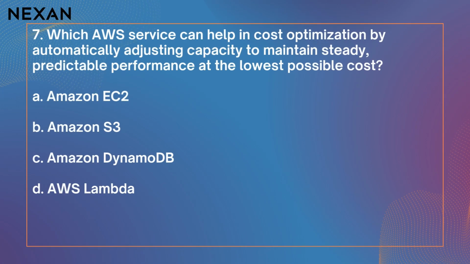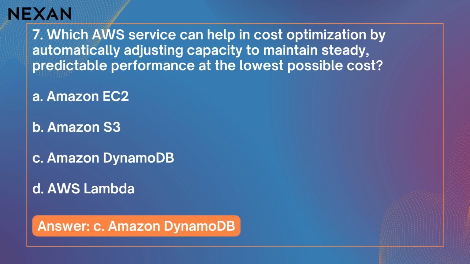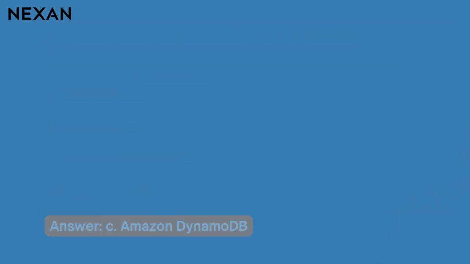7. Which AWS service can help in cost optimization by automatically adjusting capacity to maintain steady, predictable performance at the lowest possible cost? A. Amazon EC2. B. Amazon S3. C. Amazon DynamoDB. D. AWS Lambda. Answer: C. Amazon DynamoDB.